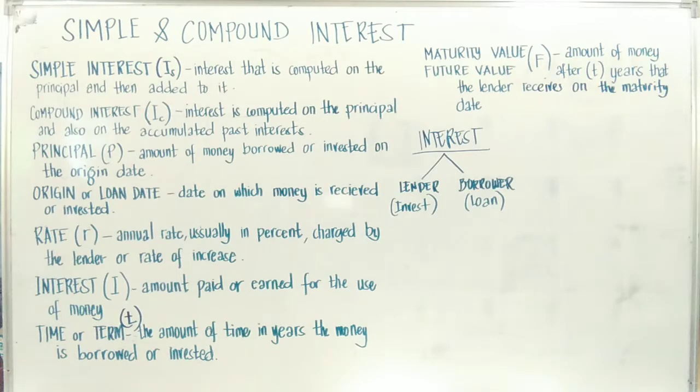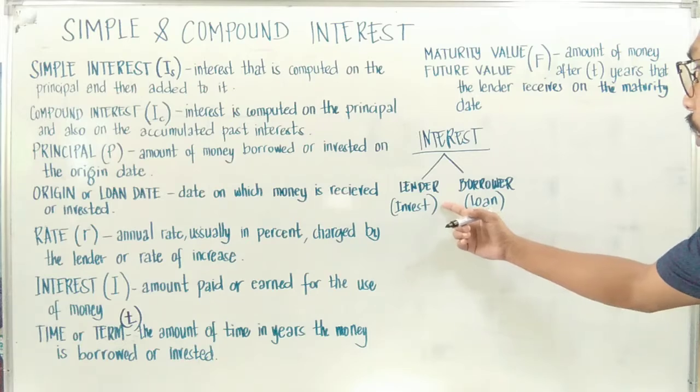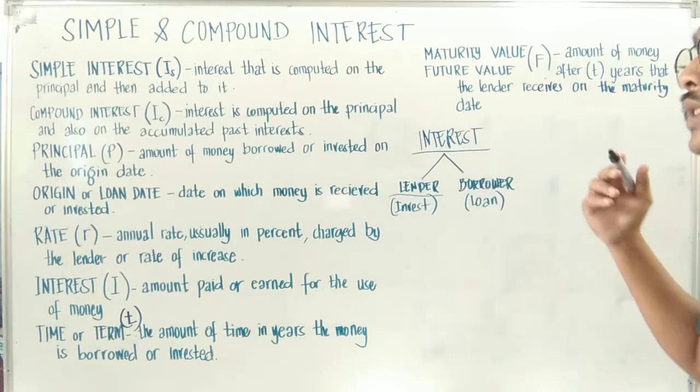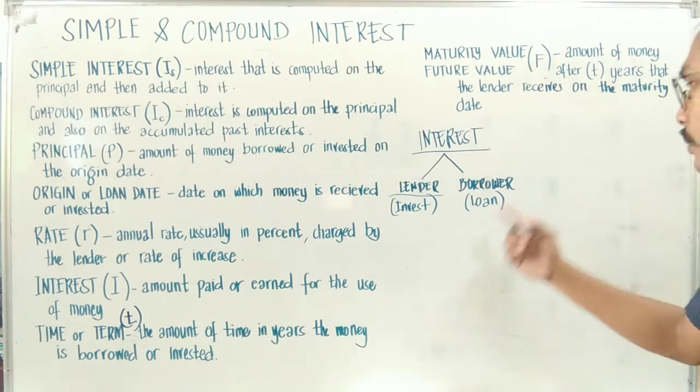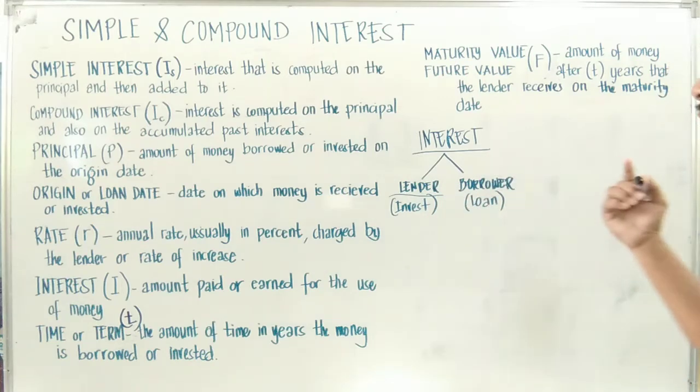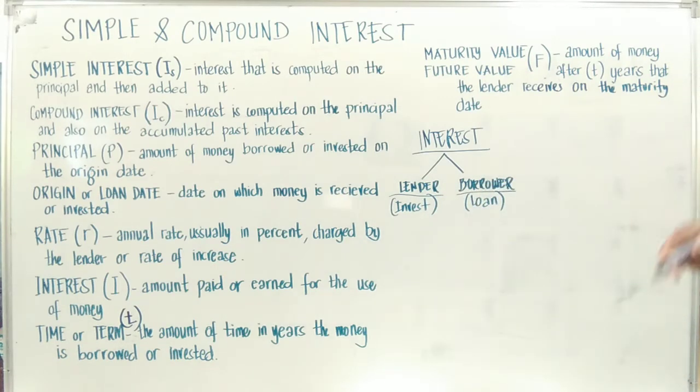Okay? So if you are the lender, it's either you are a person or institution who invests the money or makes the funds available. So we have your lending companies, banks, and anyone who invested a certain amount of money. And the borrower is the person or institution who owes money or avails funds from the lender or investor.